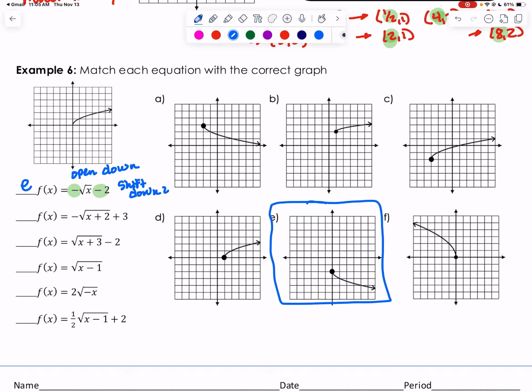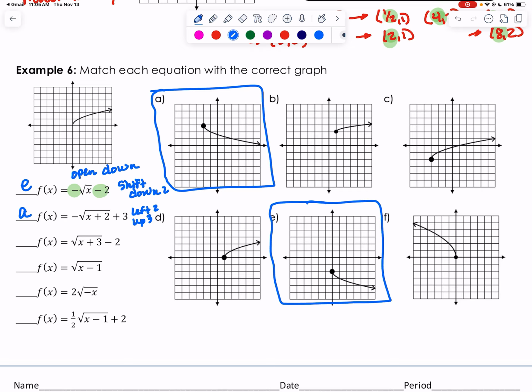All right. The next problem, f of x equals negative square root of x plus 2 plus 3. So here it's going to open down and it's going left 2 and up 3. So I want a graph that opens down and that moved left 2 and up 3. So hopefully you selected this graph here. Problem A.